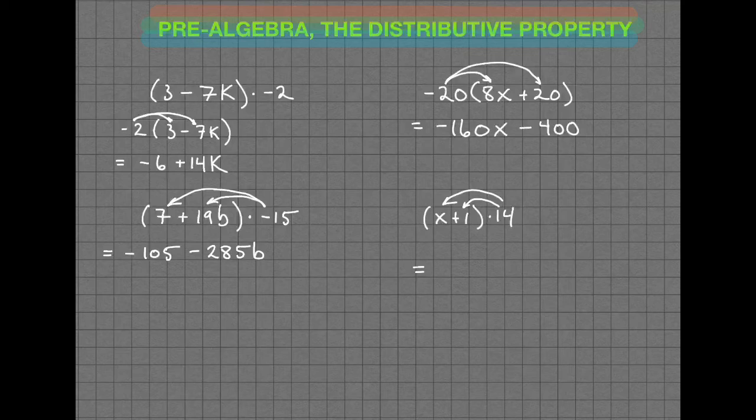So 14 times x is just 14x, and then 14 times 1 is a positive 14.